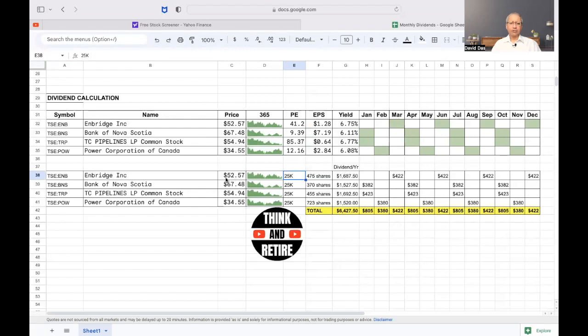At this current price of $52.57, I will be able to buy 475 shares of Enbridge. Similarly, 370 shares of Bank of Nova Scotia, 455 shares of TC Pipelines, and 723 shares of Power Corporation. If you take this information about the dividend yield, these are the dividends I will receive from each of these stocks for the whole year. And based on their payment dates, I've divided them. How much will I get every month? So at the end of the year, I will get $6,427.50 in dividend, and these are the distributions.